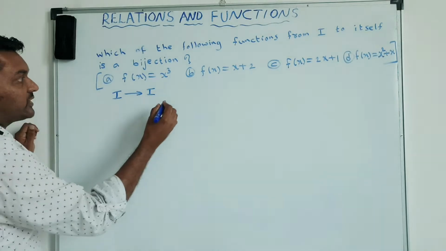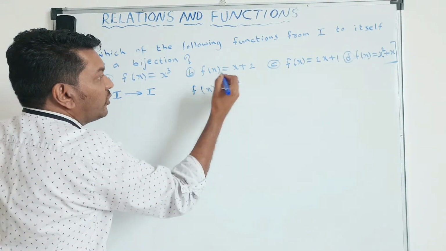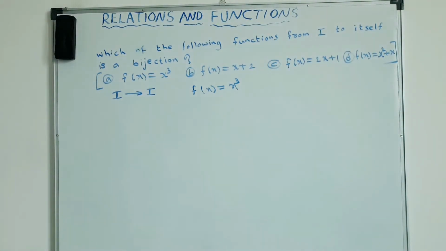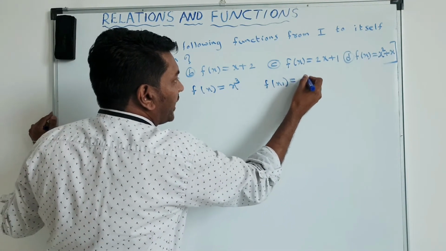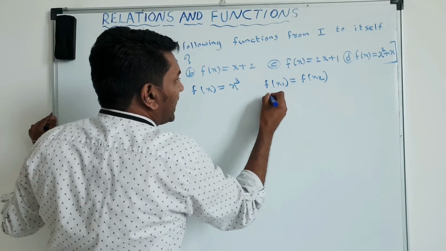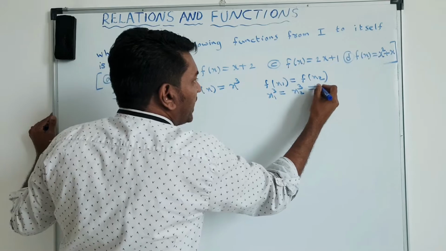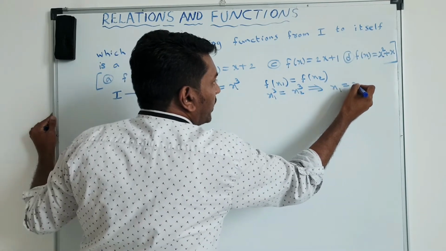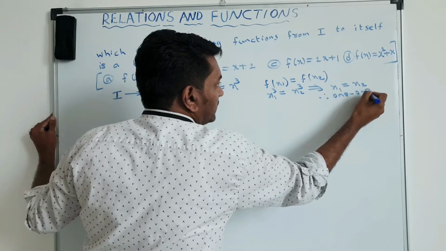So I am taking the first function, f of x equal to x cube, checking whether it is one-to-one or not. For that, f of x1 equal to f of x2 means x1 cube equals x2 cube. From here you can write x1 equal to x2. Therefore it is a one-to-one function.